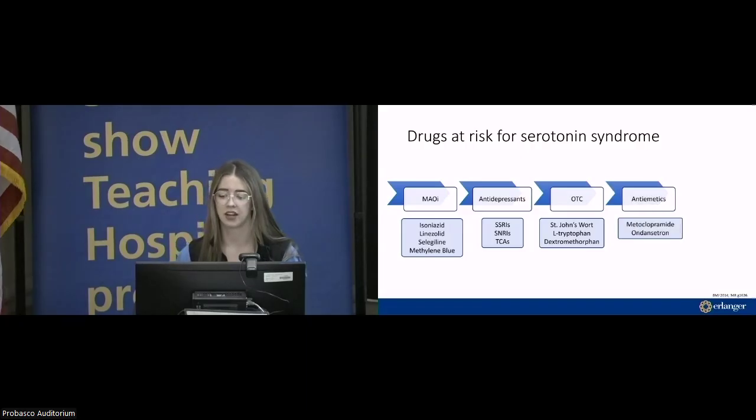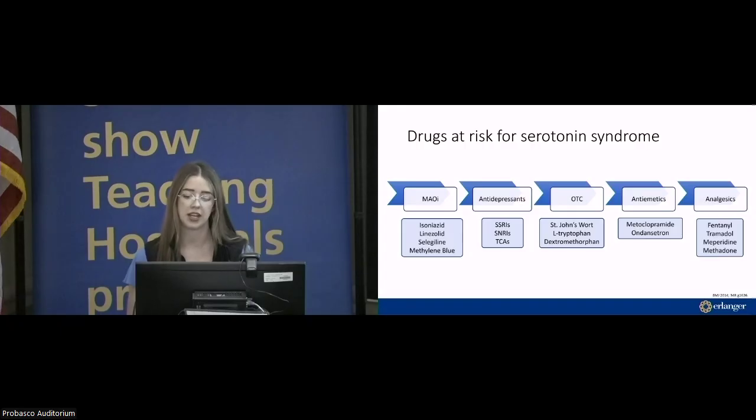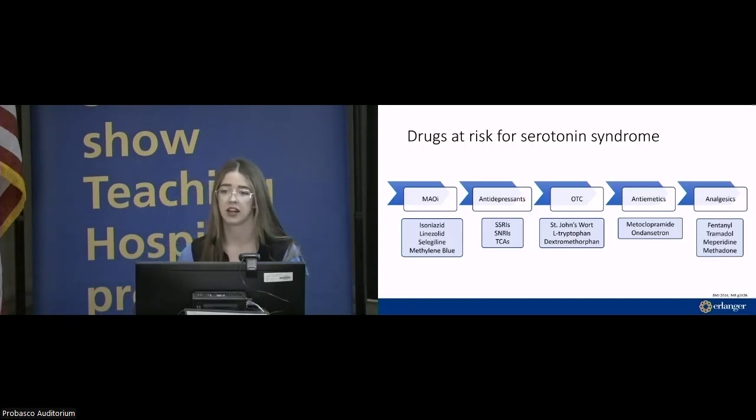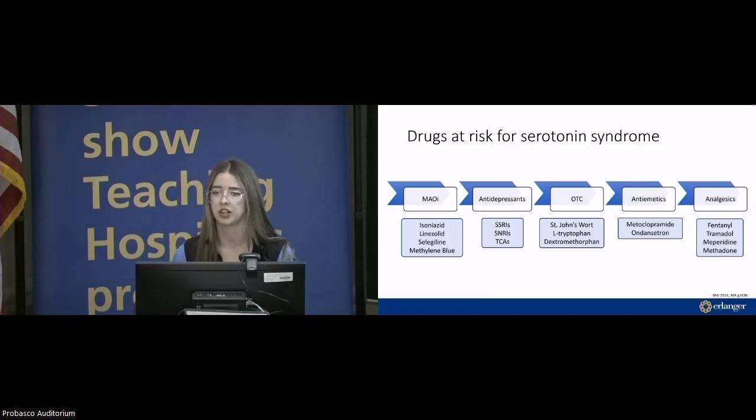Antiemetics like metoclopramide and ondansetron, and analgesics like fentanyl, tramadol, meperidine, and methadone also carry serotonergic activity. And pharmacists should pay particular attention to the combination of medications across several of these different classes rather than just a single agent by itself.